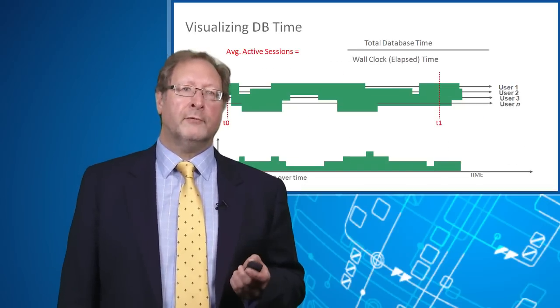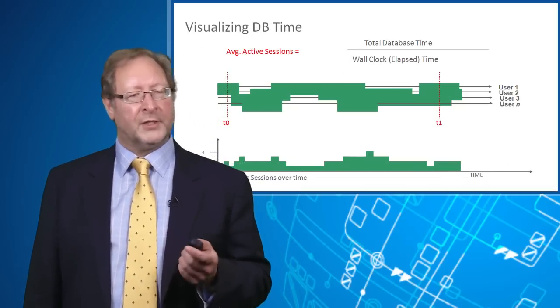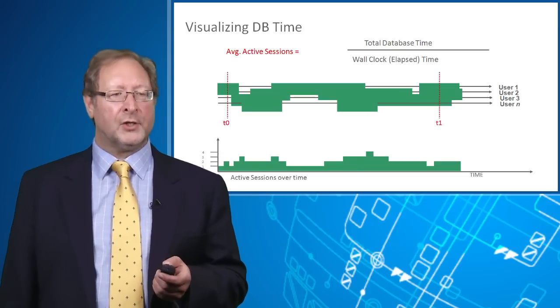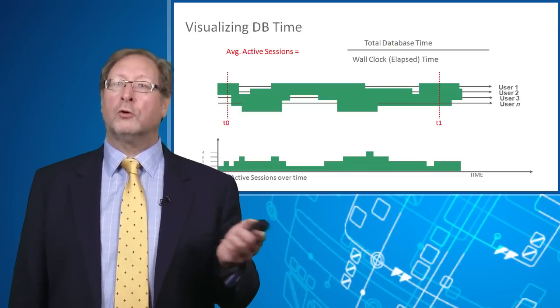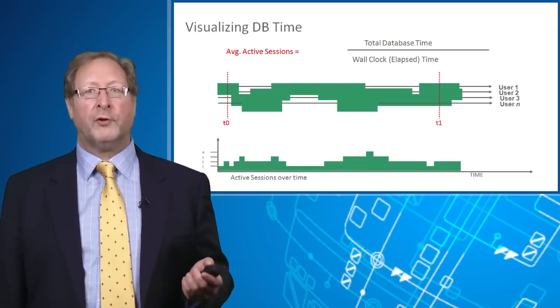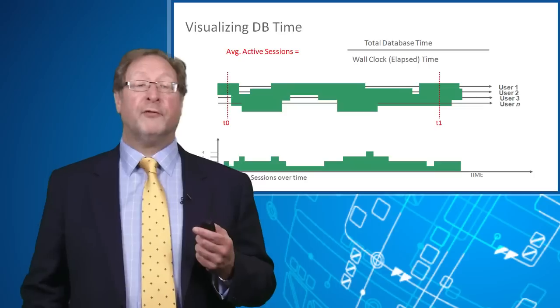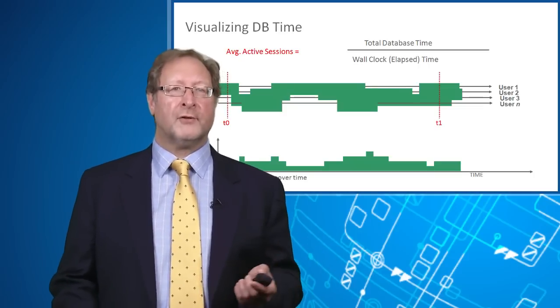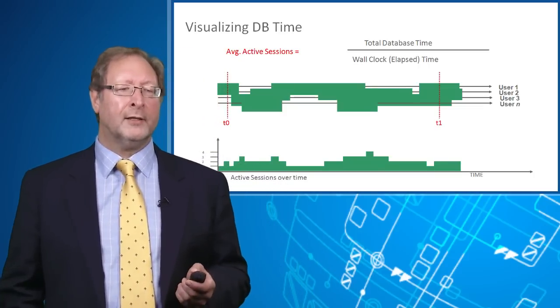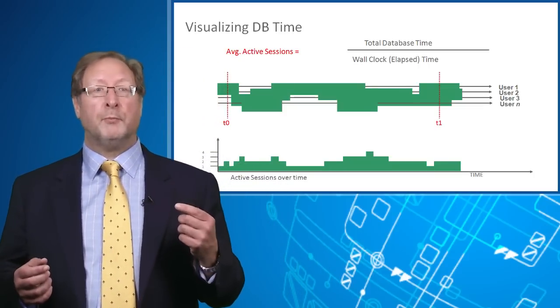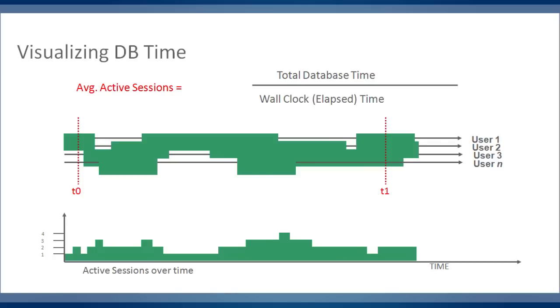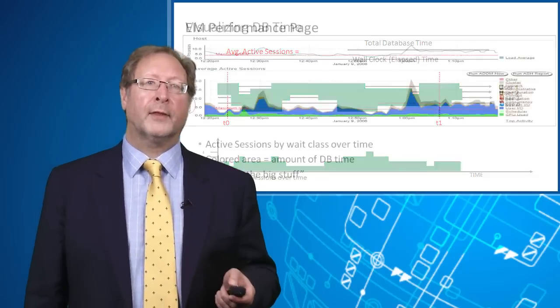How do we visualize this, particularly in Enterprise Manager? Well, we could draw all of these lines separately for each user, but then for large systems you'd have many thousands of these and it wouldn't really work very well. So what we do is effectively play Tetris with those blocks, and we shuffle them all down and stack them up, and what you end up with is a graph of average sessions over time.